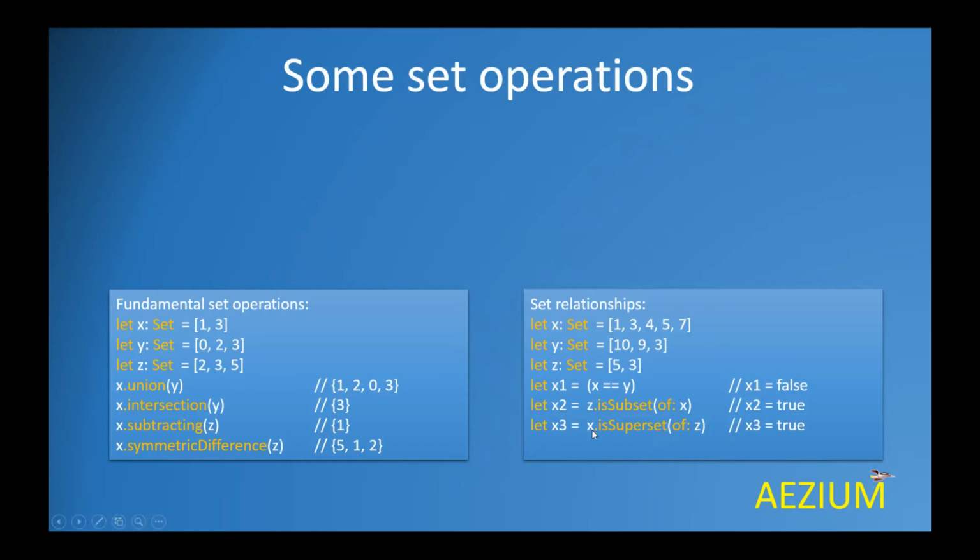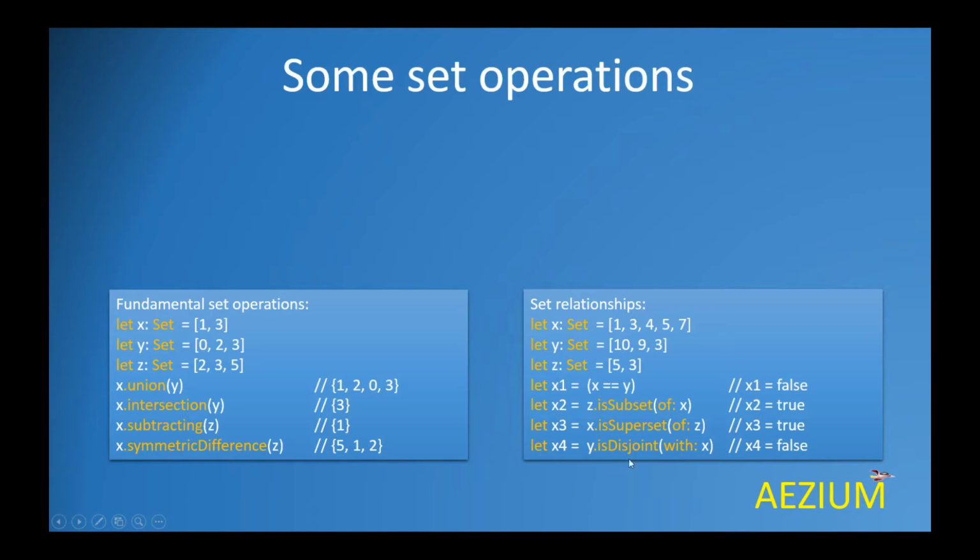Conversely, we can check whether x is a superset of z, and we use this structure to check that. Use of the keyword is superset, followed by parentheses. Inside parentheses again we have of and colon. So by comparing x and z, as these two were related before, where z was a subset of x, x must be a superset of z, and as a result the return value of this must also be true, as we're showing here.